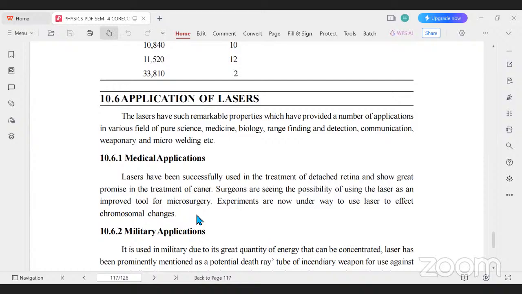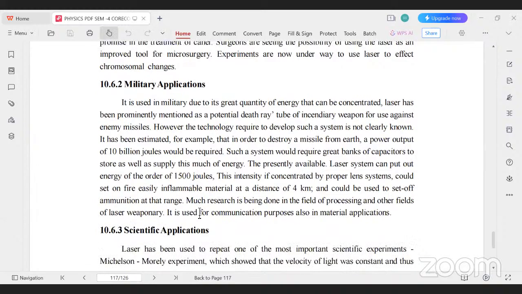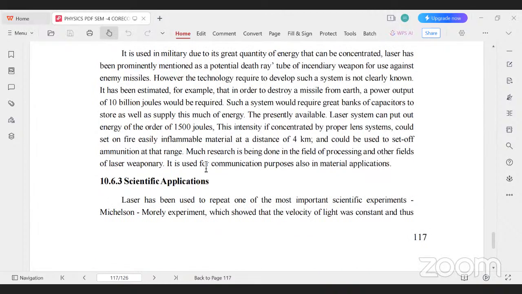So through these lasers. Military applications, where these military applications are useful. It is used in the military due to the great quantity of energy that can be concentrated. Laser has been prominently mentioned as a potential death ray weapon. So it is used in military applications and scientific applications.